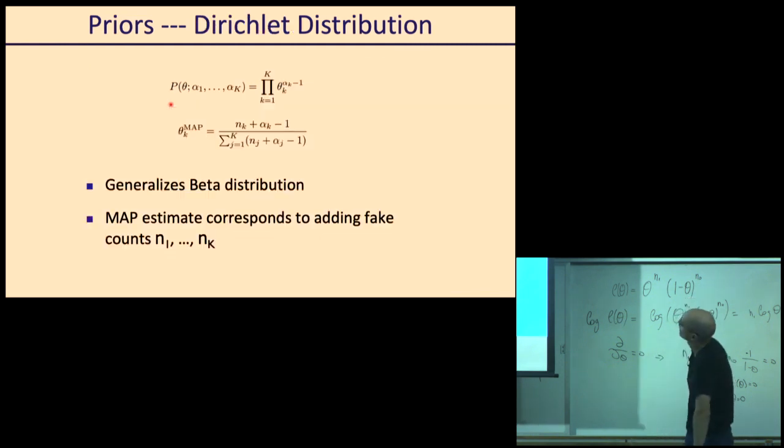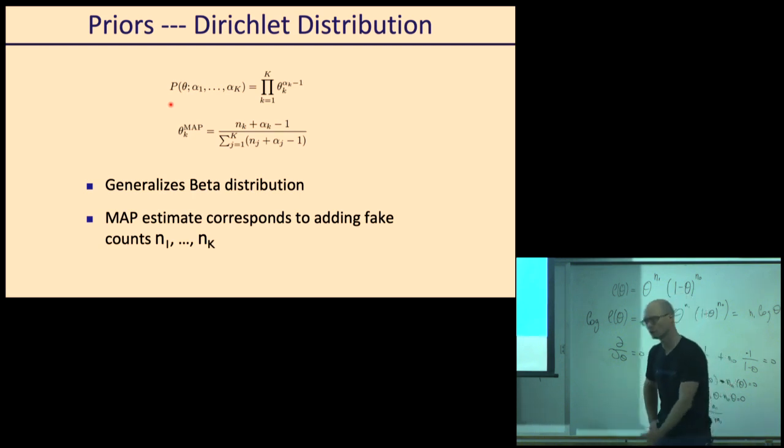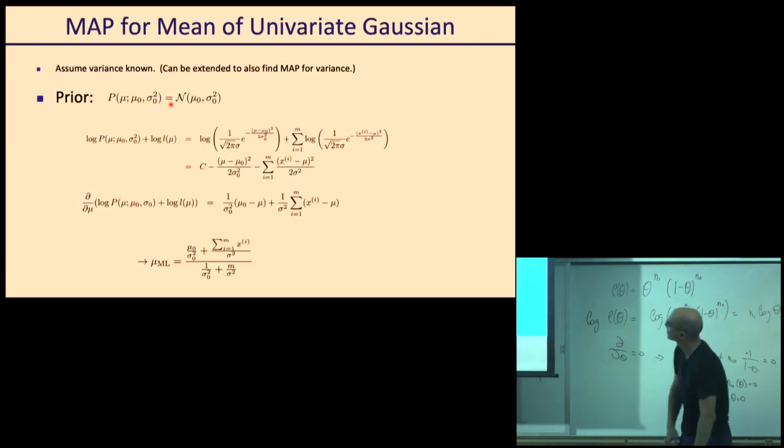There's something called the Dirichlet distribution, which generalizes this to multinomial variables. But at a high level, even though there are a lot of symbols here, it's the same thing. You're just saying, I pretend I already saw a few experiments. I have pseudo counts for those pretend experiments, and I multiply the probability of those into the likelihood of the actual experiments. Do the same thing for a Gaussian.